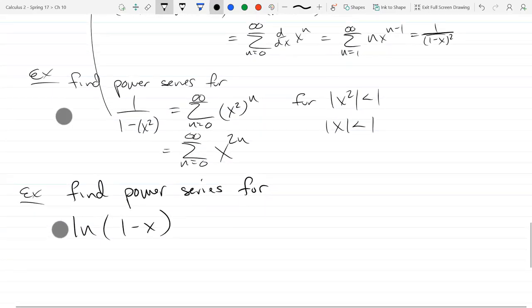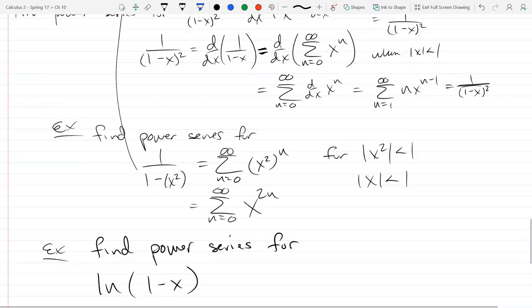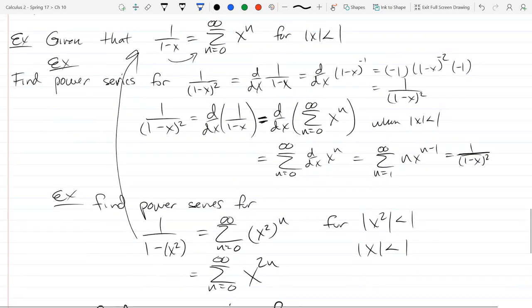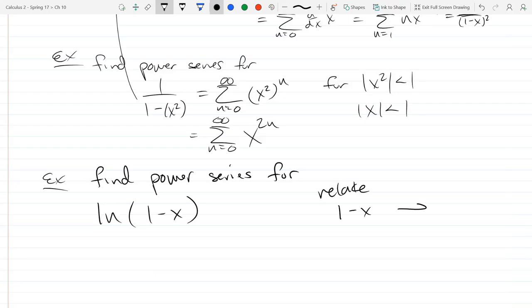So find the power series for natural log 1 minus x. So this looks a little weird. We started out knowing the power series for 1 over 1 minus x. So how do we relate 1 over 1 minus x with ln 1 minus x?